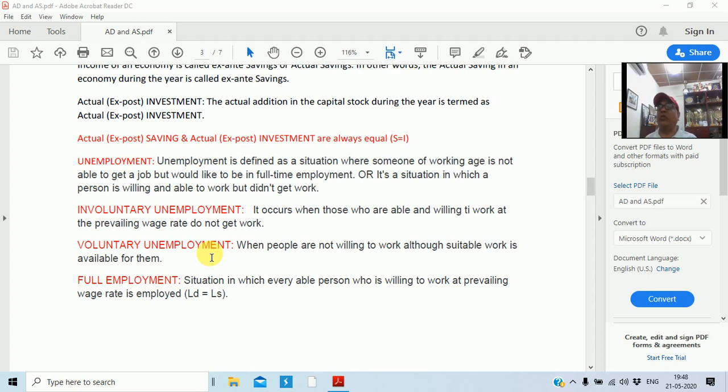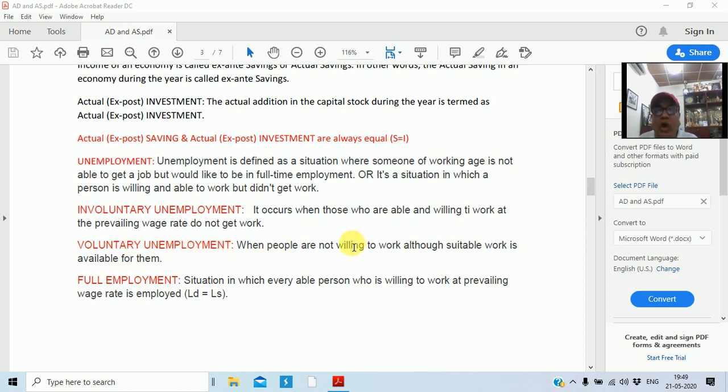Voluntary unemployment. Voluntary means a person is not ready to work. Jobs are available, but at the existing or prevailing wage rate, he is not ready to work. That is called voluntary unemployment. It means the person is unemployed not because of the economic system. He or she is unemployed by his or her own wish. If someone is unemployed by wish, that is called voluntary unemployment.